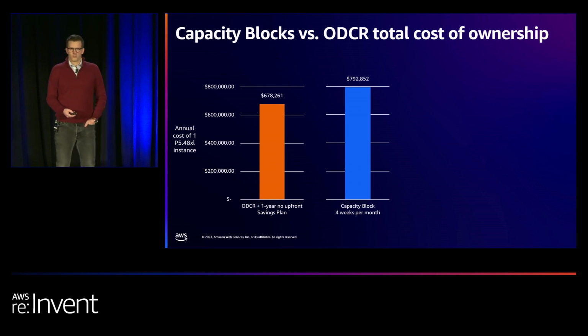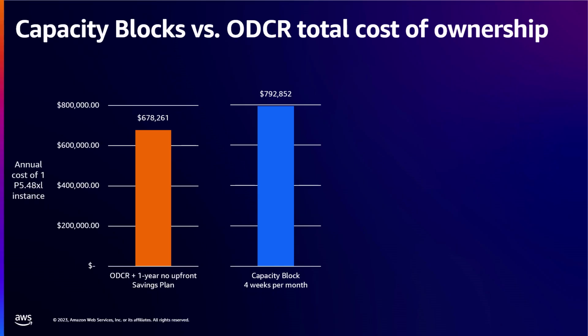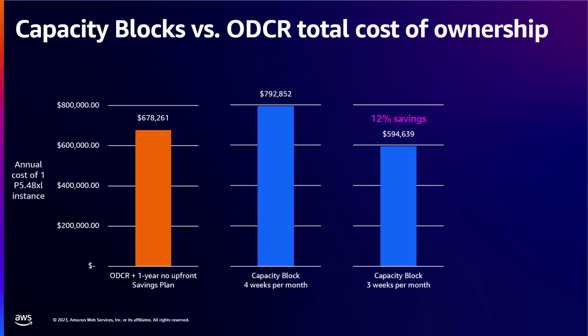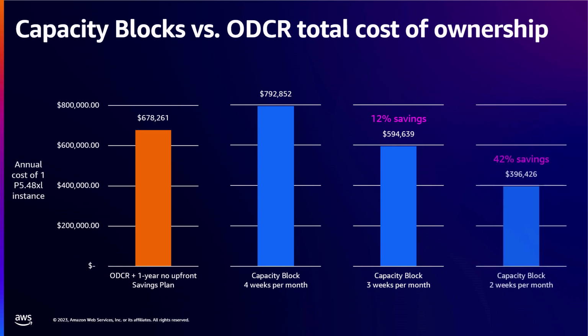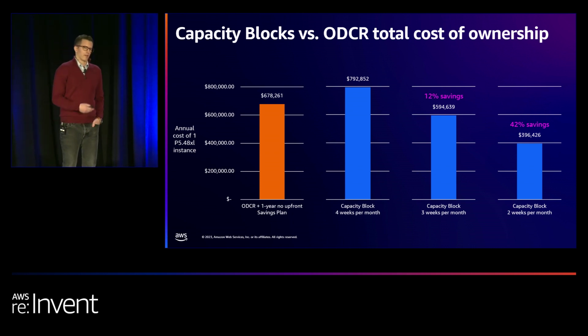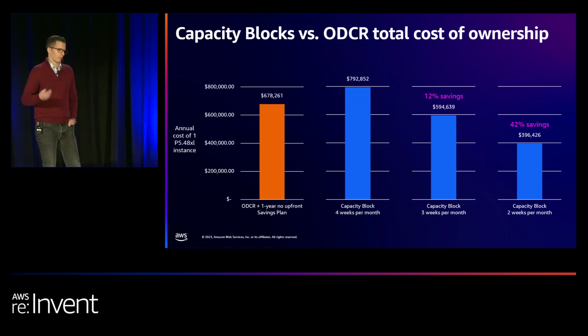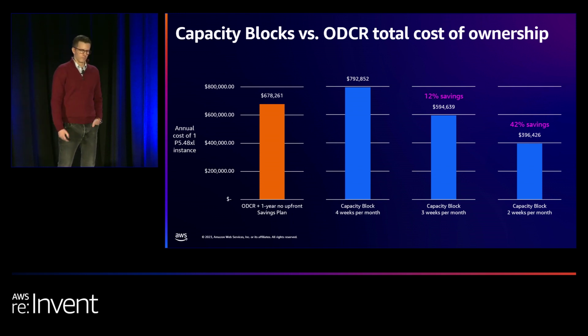However, if your usage becomes more intermittent, like if you have less than 100% utilization over the course of the year, say you, on average, are going to use that instance for 3 weeks a month or 2 weeks a month, then Capacity Blocks start to look like a more attractive option. You can see 12% or 42% savings using Capacity Blocks for part of the time versus using an ODCR with a savings plan. I just want to caveat that these calculations are assuming the Capacity Blocks average around the on-demand rate of P5 instances. That isn't necessarily always the case, but it fluctuates above or below on-demand rates based on demand.